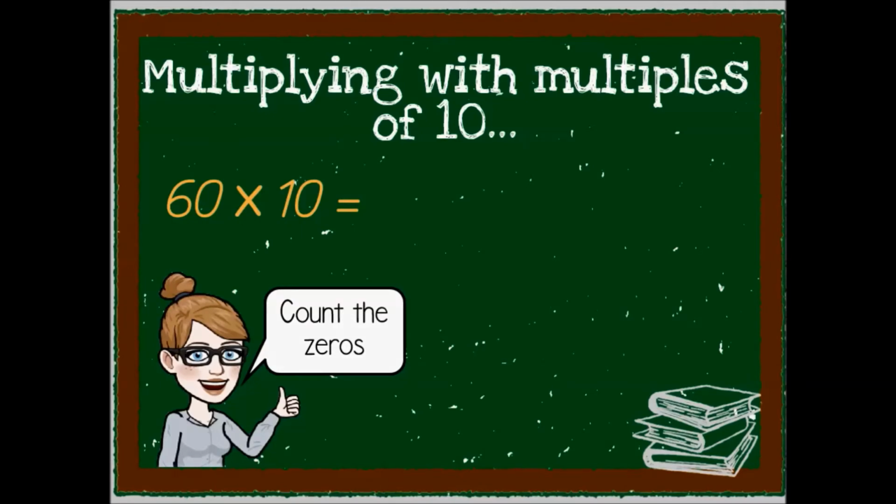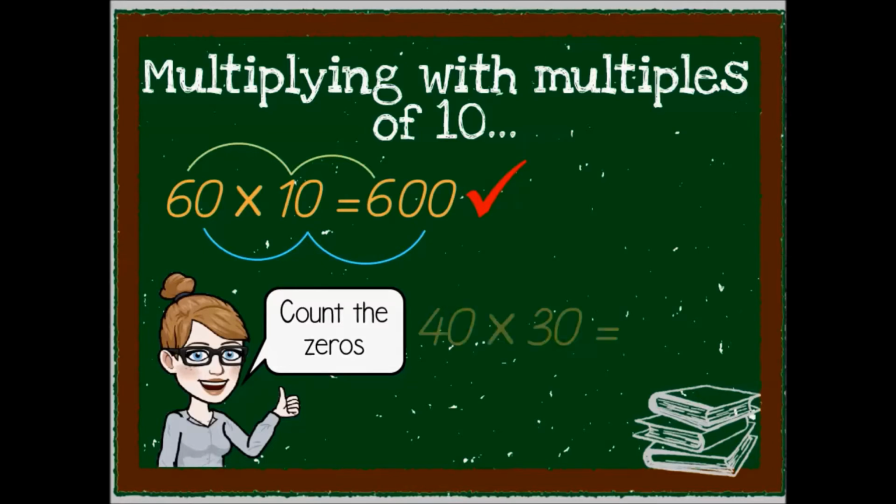Just to make sure that we are on the same page when it comes to multiplying with tens, I just want to do a short recap. Here we have a sum, 60 times 10. First, we multiply the first two digits, which is 6 times 1, and that gives us 6. Then we count how many zeros there are. In this case, there are 2. So we add them to our answer. Easy as that.